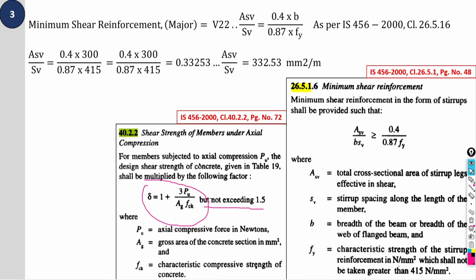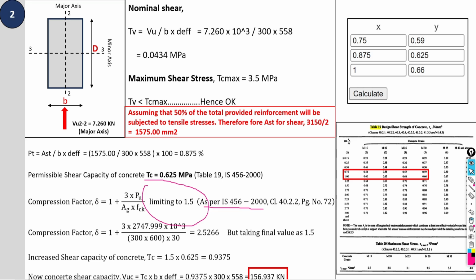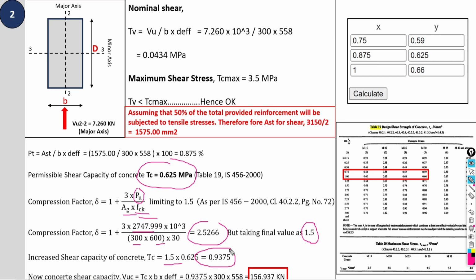So I would like to check it. After doing this, you have to put in the required parameters and values: Pu, 2747999, divided by gross area 300 by 600, and the characteristic strength of concrete. We get this value as 2.5 to 66, so we are limited to take it as 1.5 maximum. So we say 1.5. Whatever strength you get is already safe, but we are following the procedure. So 1.5 multiplied by 0.625. Now finally we get the shear resisting capacity of your concrete along with the presence of the percentage of reinforcement.